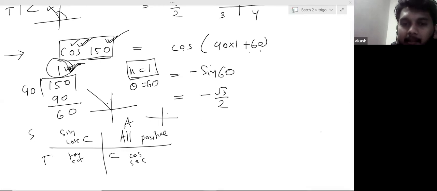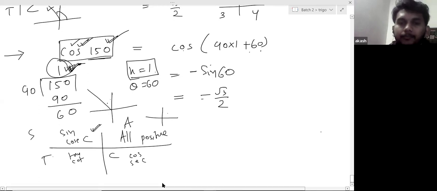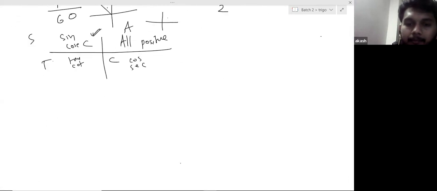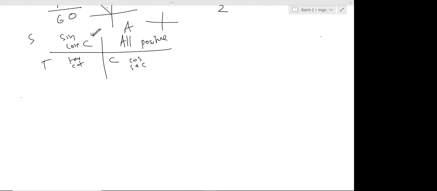Rahman said this, I guess, in the last class. So in the second quadrant, cos is negative. That is why this negative sign. All right, Peer? Okay, a few questions. Start with the question. All right, solve this one.